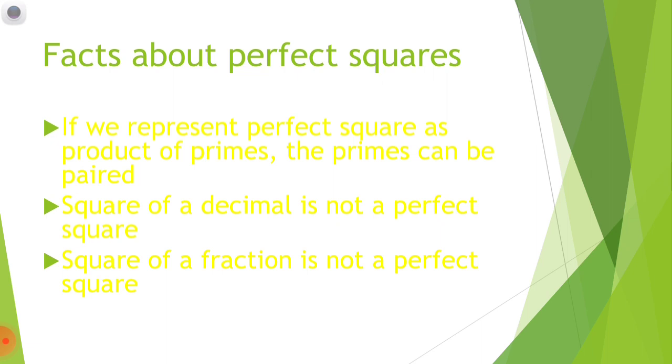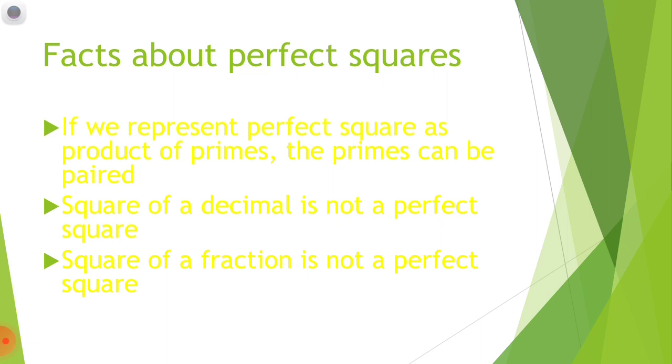Next one, square of a decimal is not a perfect square. Means when you multiply 1.1 into 1.1, we get 1.21. Means it is not a perfect square. It will never be a perfect square, because when you take the square root of a perfect square, a decimal should not come.